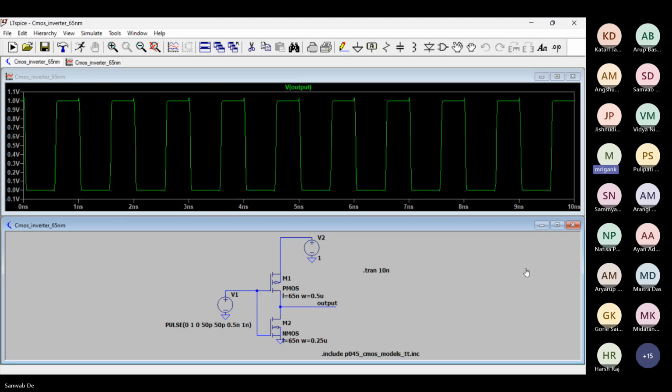So is this your 65 nanometer or 45 nanometer? Which node, which model did you use? I used the 45 nanometer, but the length is 65 nanometer for the MOSFETs. Okay, so in 45 nanometer, you can go for a minimum channel length of 45 nanometer. In any technology, whatever the technology node, you can go down to that channel length.